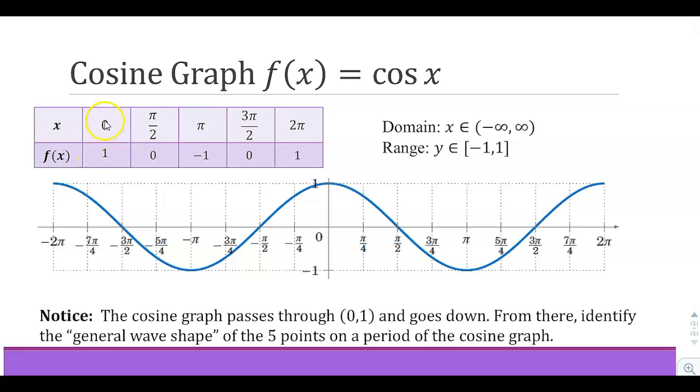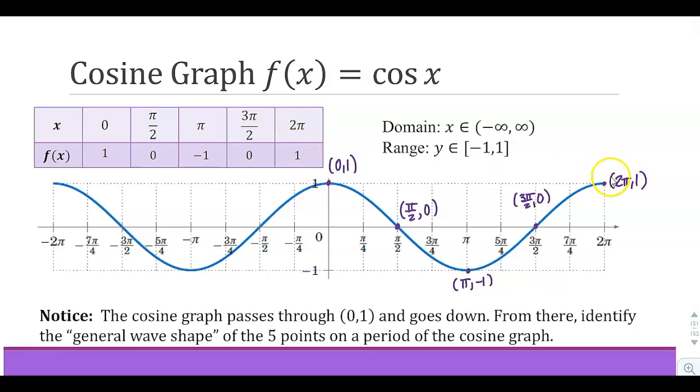And then again, each of these corresponds to a coordinate point on the graph that we have here for the cosine function. So let's show that matchup. We have (0, 1), the coordinate point. We have (pi over 2, 0). We have (pi, -1), (3 pi over 2, 0).